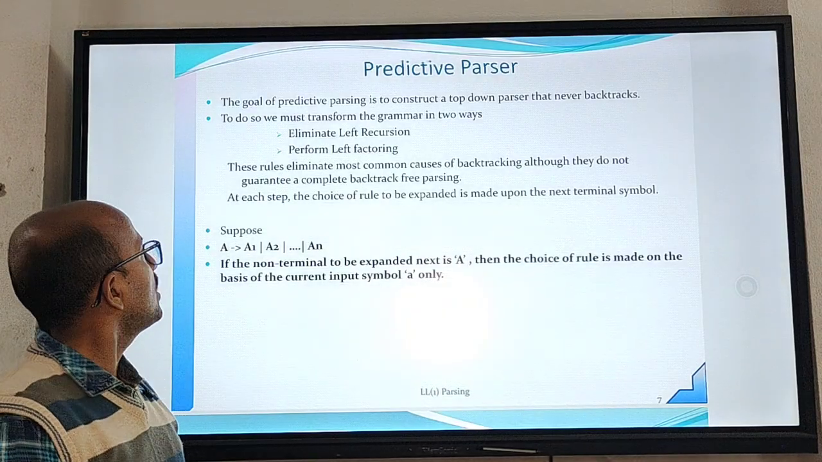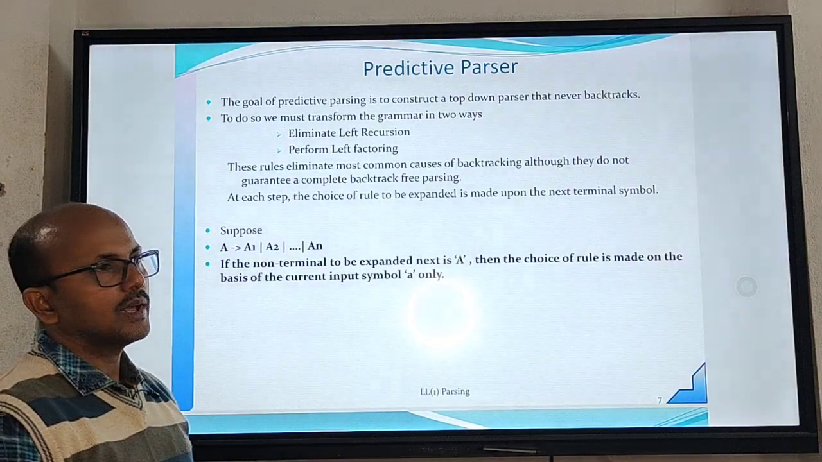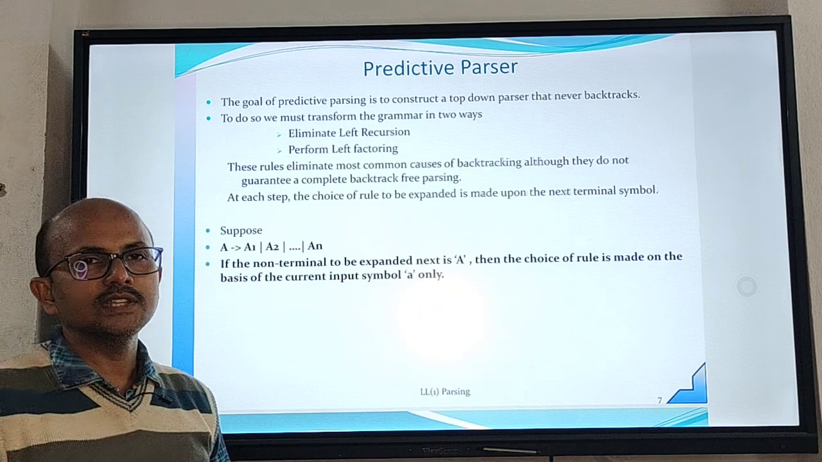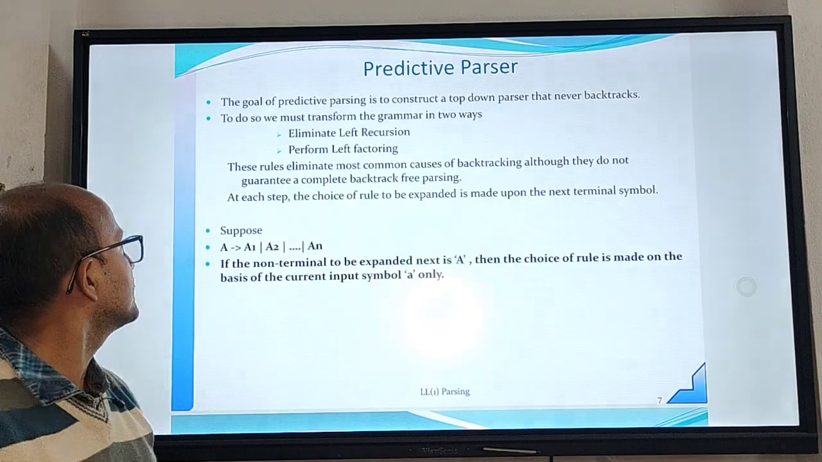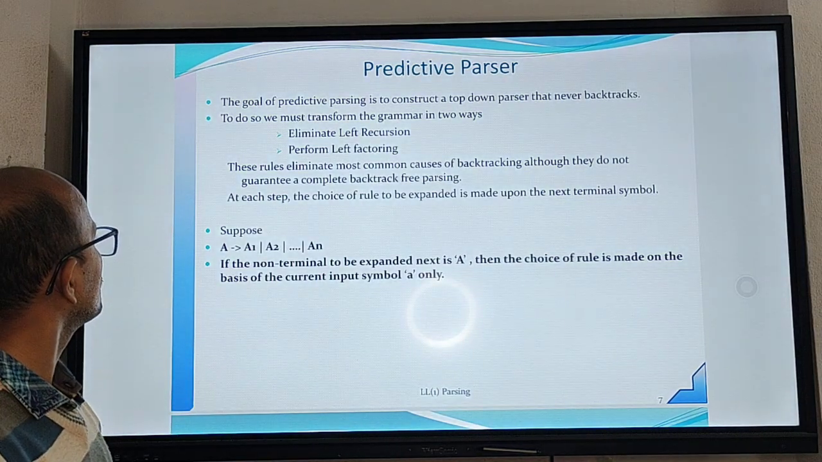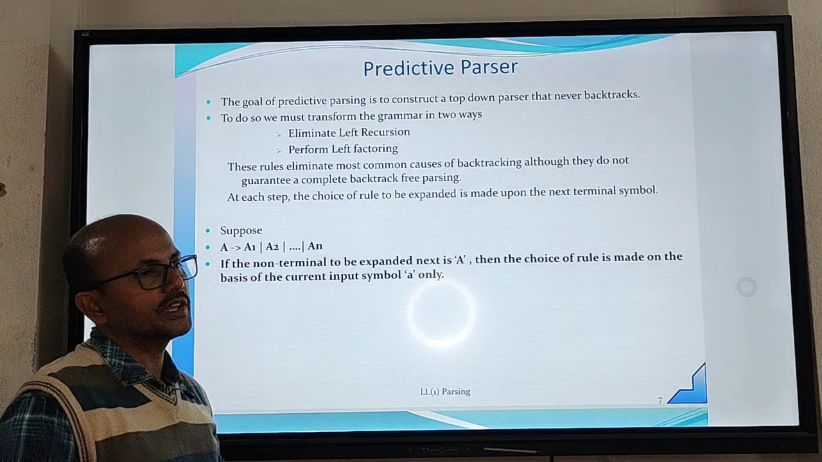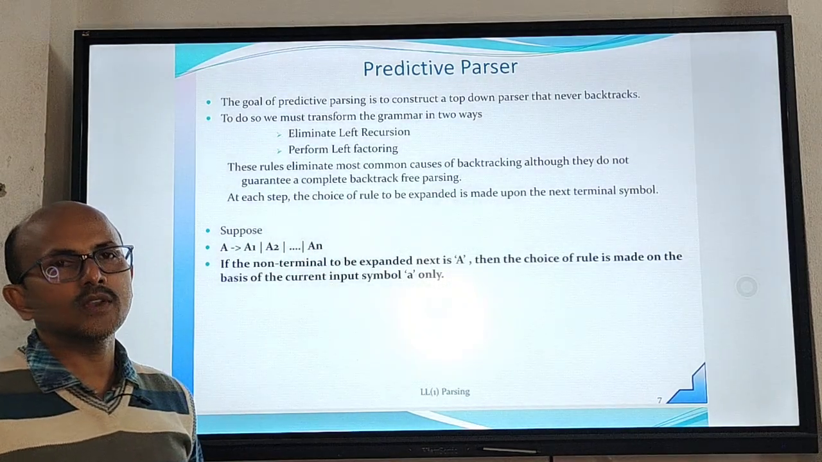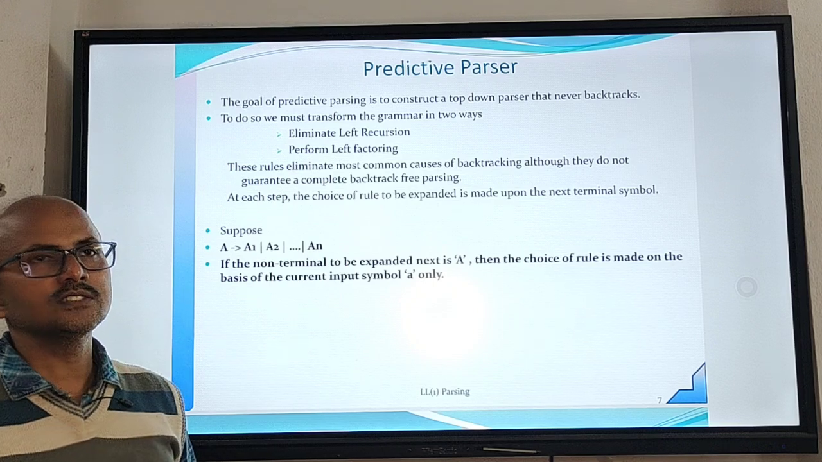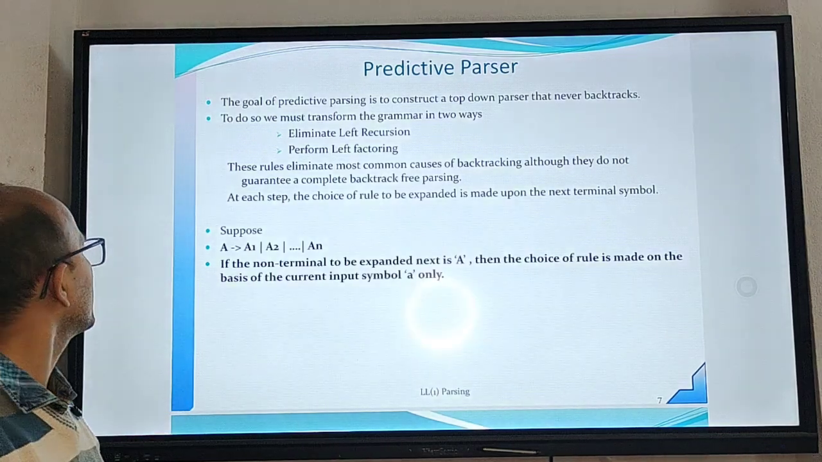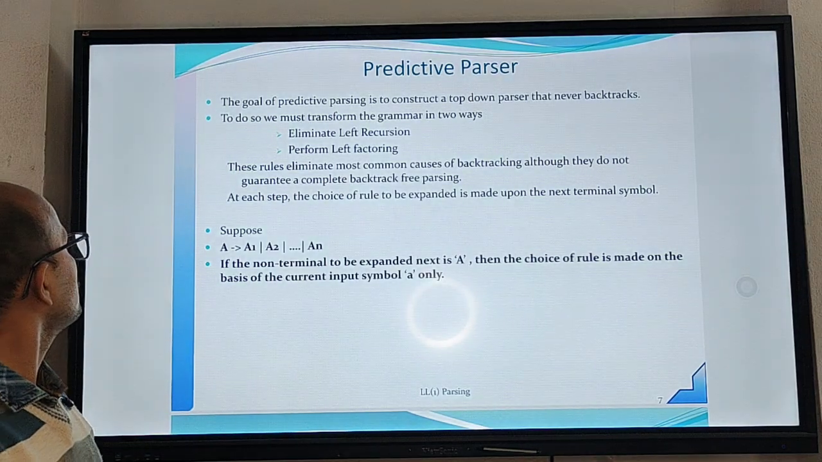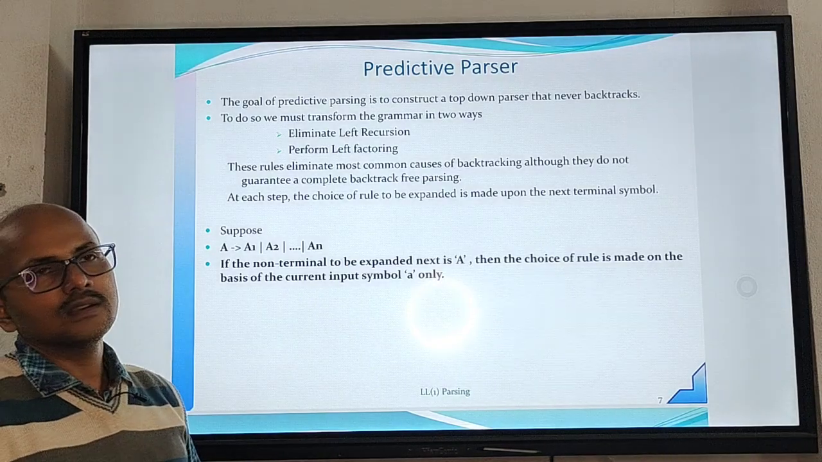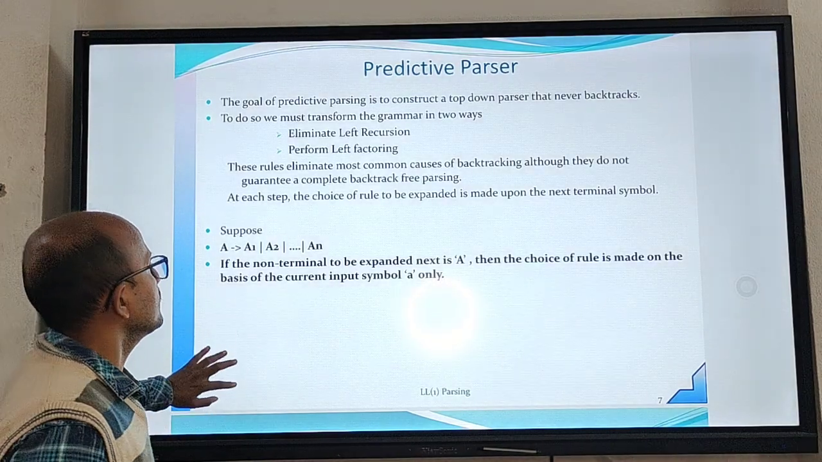Left recursion is a special form where A produces A alpha, where you can immediately see the non-terminal on the right hand side. This form is not allowed here. Another thing is left factoring. If S produces SA or SB or SC, so every time S is seen in the right hand side alternative, that type of form is to be eliminated first, then we can convert the grammar into LL1.